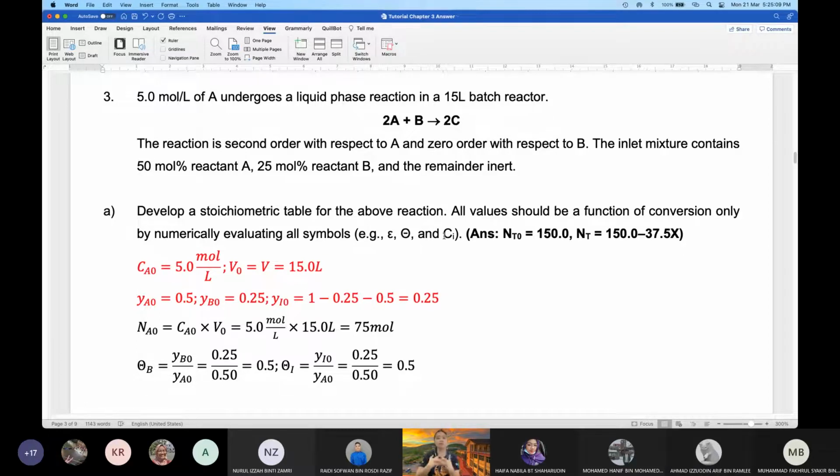Okay, now we go to question number 3. Question number 3 says: 5 mole per liter of A undergoes a liquid phase reaction in a 15-liter batch reactor. If you notice, the sentence is very short, right? But in this sentence there are actually 3 pieces of information in one sentence that you must really catch and understand. First information: 5 mole per liter of A undergoes reaction. First of all, what is 5? What is mole per liter?